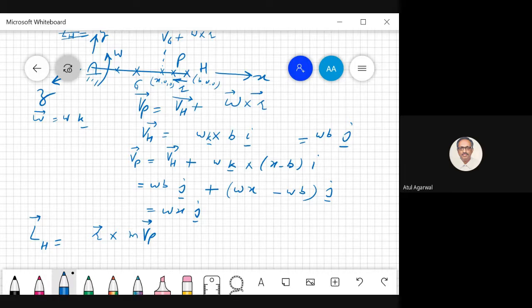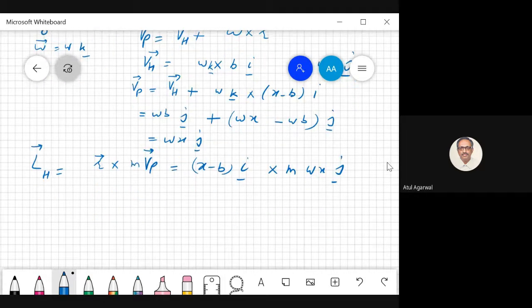So this is the absolute velocity of point P. So we are getting absolute angular momentum with reference to point H. And what is your r? We already said that x minus b i. r is x minus b i cross velocity is omega x j. So what do you get? i cross j is k, x minus b, m omega x k.